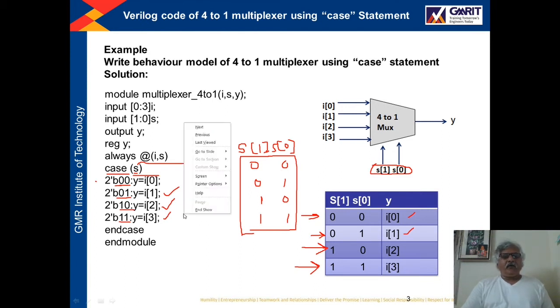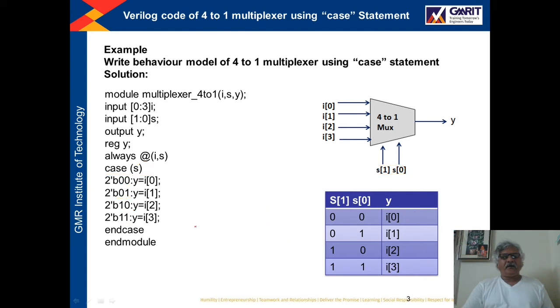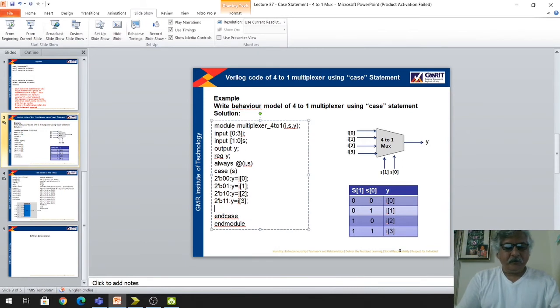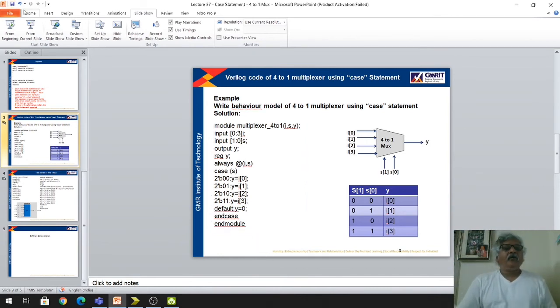And here we have not included the default, but it is always better to include the default condition also, right? So we can include here default colon y is equal to 0. If this default condition is there, then 0 will be assigned to y.